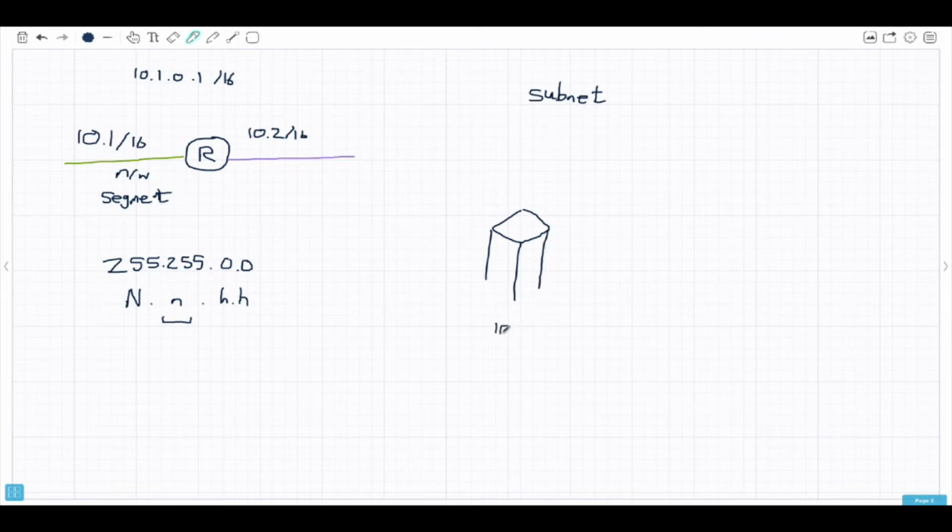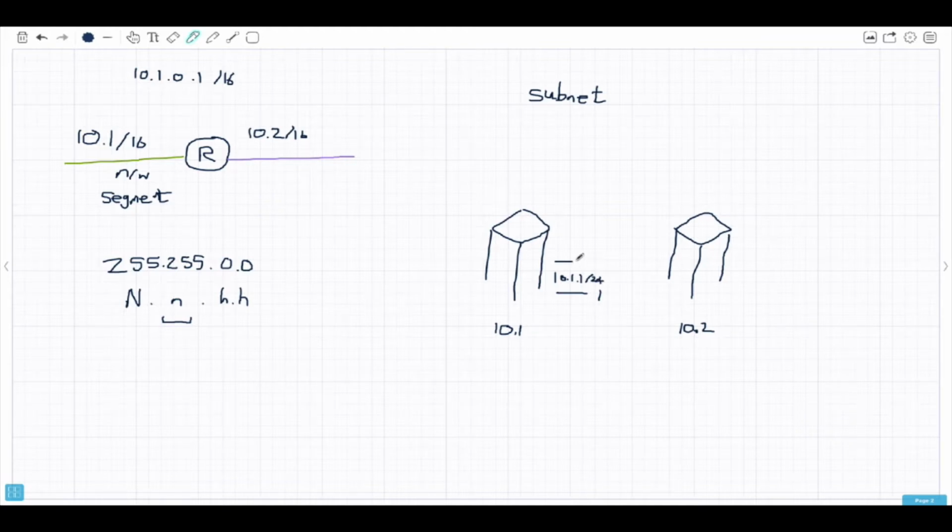building, hey, everything in this building is going to be 10.1. And everything in this building over here, as you can see, my 3D drawing skills are legendary. 10.2. Yeah? 10.1, 10.2. Fantastic. Now we could make everybody on floor 1 use 10.1.1/24.